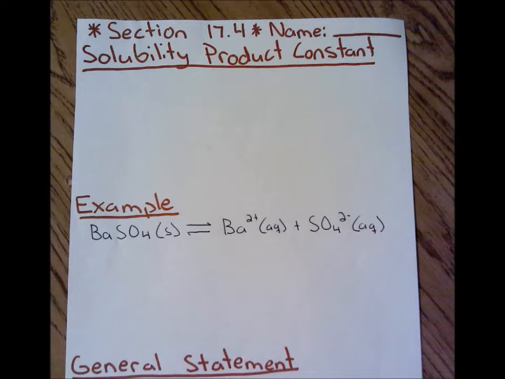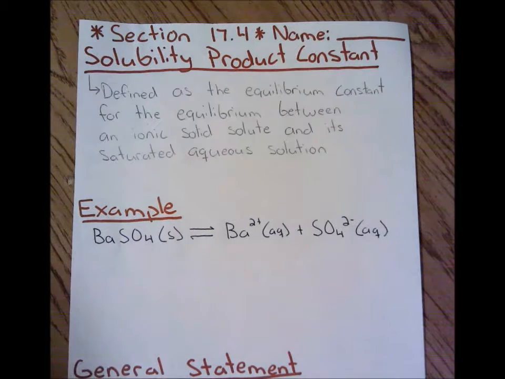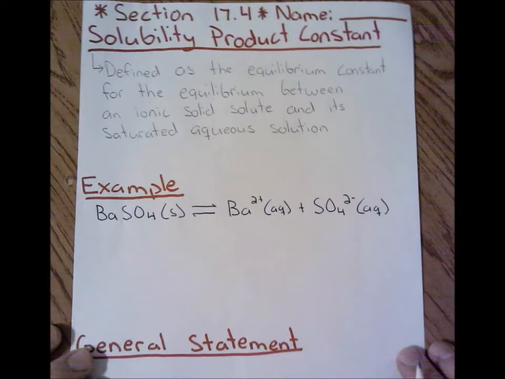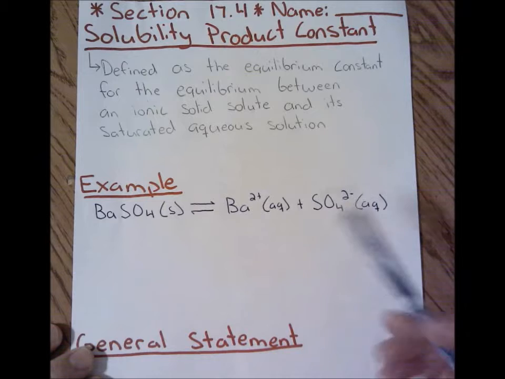By definition, the solubility product constant is defined as the equilibrium constant for the equilibrium between an ionic solid solute and its saturated aqueous solution. Alright, so there is that written definition. Now, again, I'm a big fan of seeing this in how we would actually come across it in chemistry. So I have this example down below.